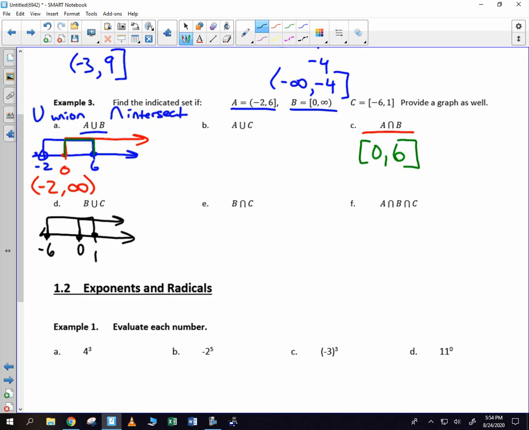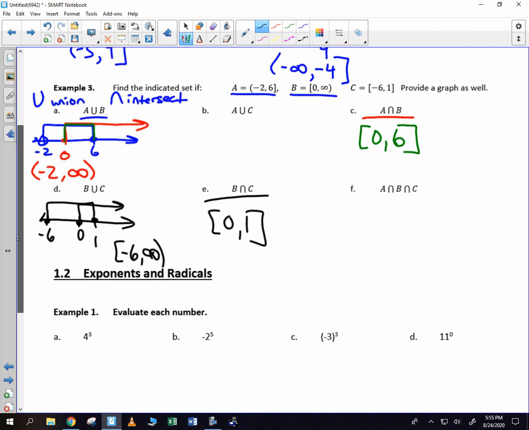So that means everything combined together, we would be -6 to infinity. But if we talk about the intersection, the only overlap is from 0 to 1. And so that's a little bit of that information that will help you get started on that first assignment.